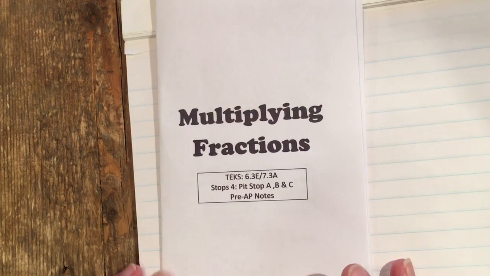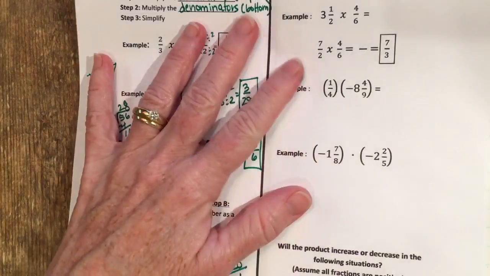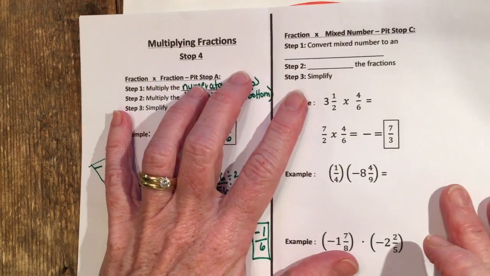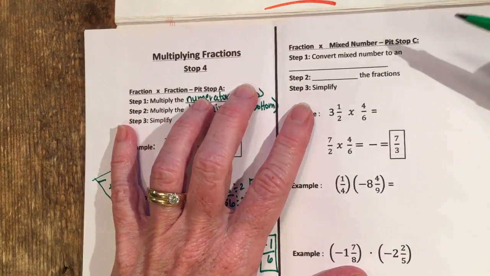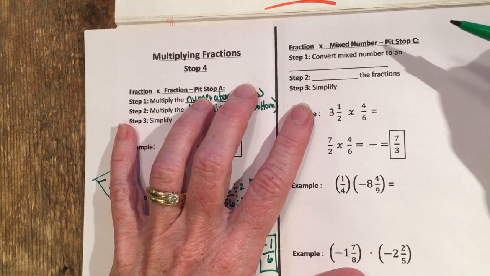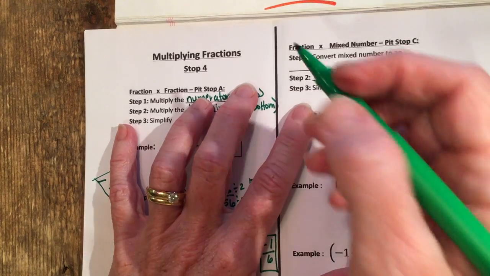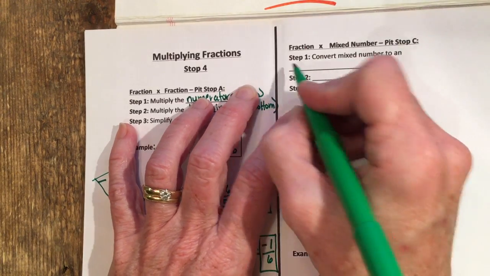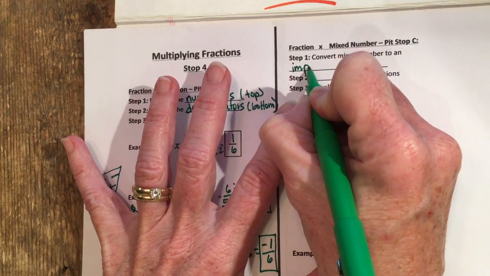Hi again, we're still multiplying fractions. This time we're going to be multiplying a fraction times a mixed number. This is one of the three ways you might be asked to multiply fractions. The first step when you're multiplying times a mixed number is to change that mixed number into an improper fraction.